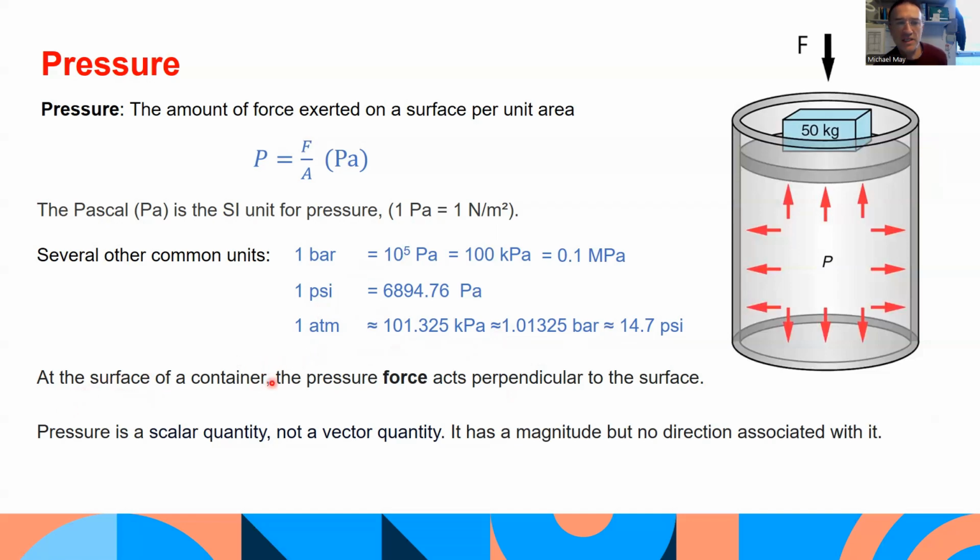As I mentioned, at the surface of the container, the pressure force acts perpendicular to the surface. However, we describe pressure as a scalar quantity, not a vector quantity. It has a magnitude, but not necessarily a direction associated with it. That's because we assume that it's acting perpendicular, whereas force can be acting in any different direction. That's why we describe force as a vector quantity, as it has a magnitude and a direction, but for pressure, we just consider it a scalar quantity with just the magnitude.